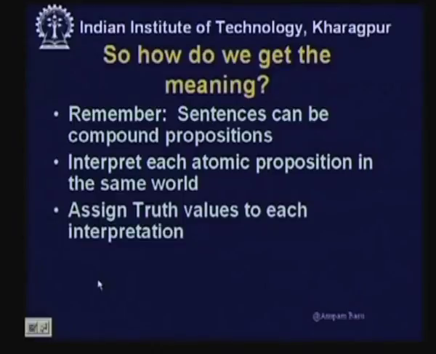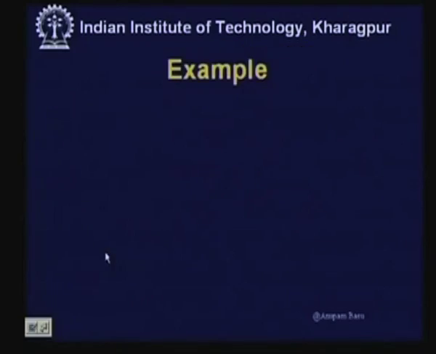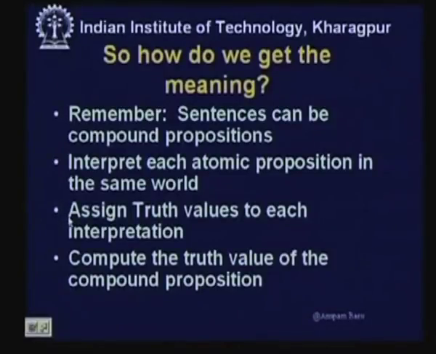Now, the first step is we interpret each atomic proposition in the same world and assign truth values to each of the interpretations. We take atomic propositions, assign truth values to the interpretation of each of them, and compute the truth value of the compound proposition. Okay. Sorry, I moved a little fast. So, there are three steps. We interpret each atomic proposition, assign truth values to each interpretation, and then compute the truth value of the compound proposition.